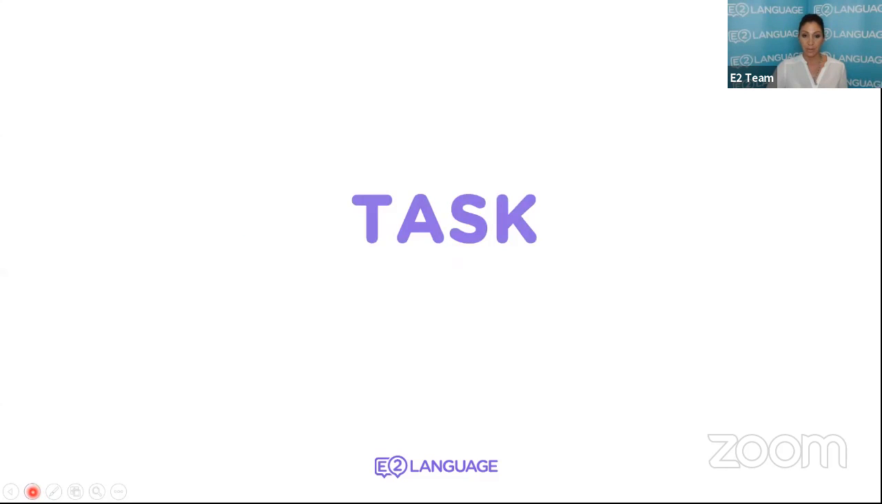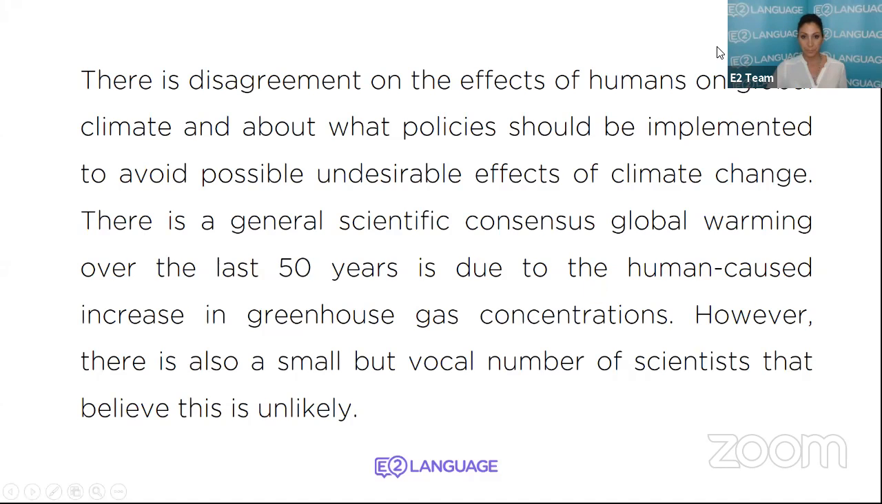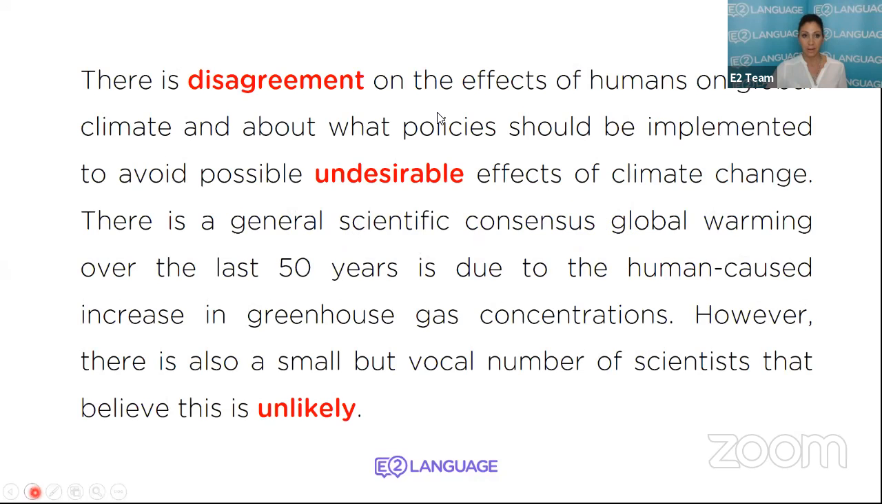So before we get into the lesson, I'd like you to find the words that contain negative prefixes in this paragraph. Good, well done. So you identified 3 words with negative prefixes, and they were disagreement, undesirable, and unlikely.